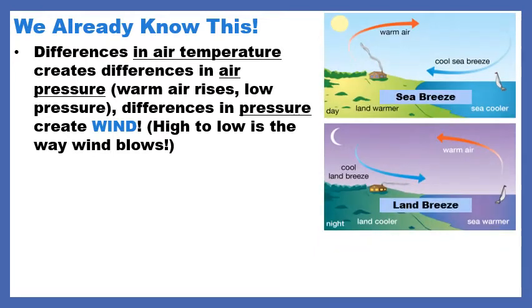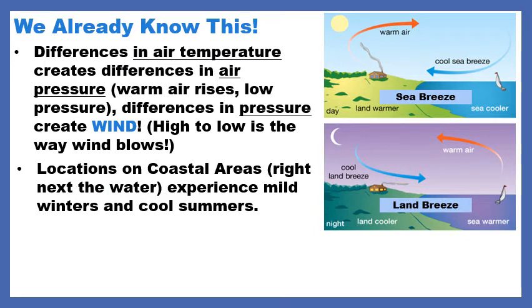So do you remember we learned about this when we learned about sea breeze and land breeze? We have air coming off the land and sea depending on how warm the land or sea is. So we're already cool with that. We already understand that if you're right next to a body of water, you're going to have breezes because of the differences in temperature.